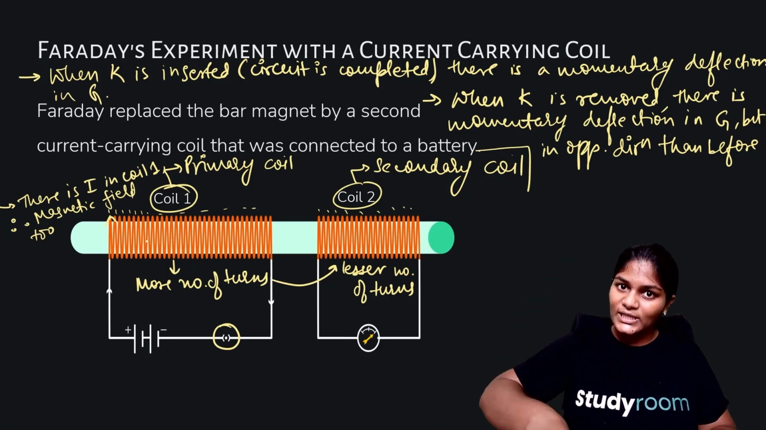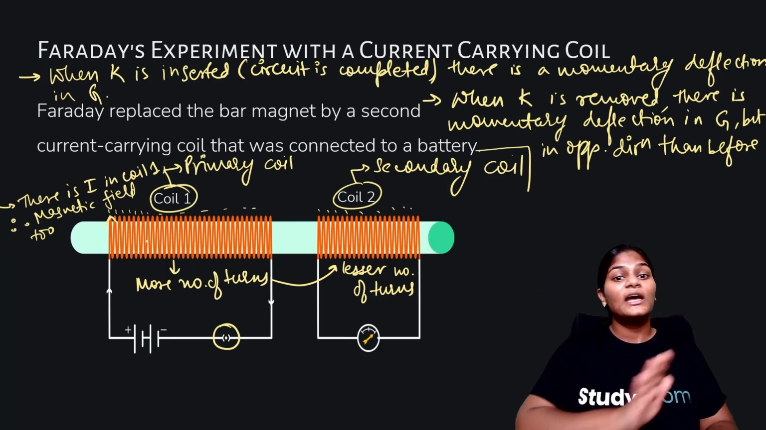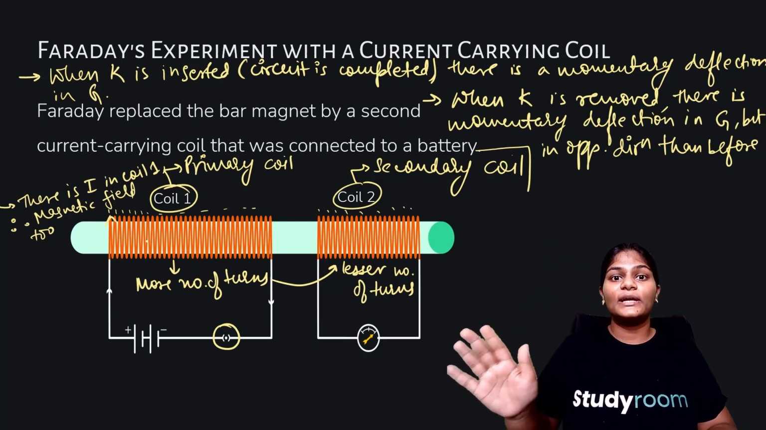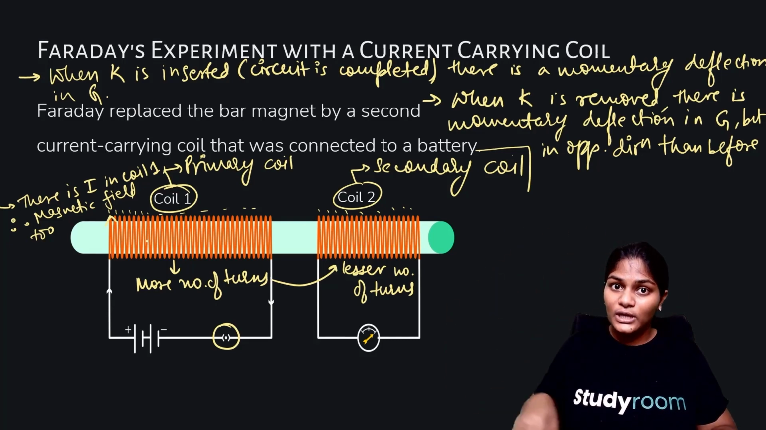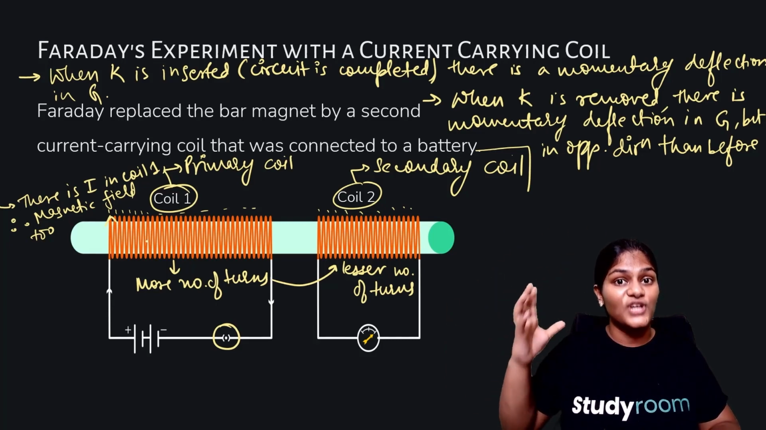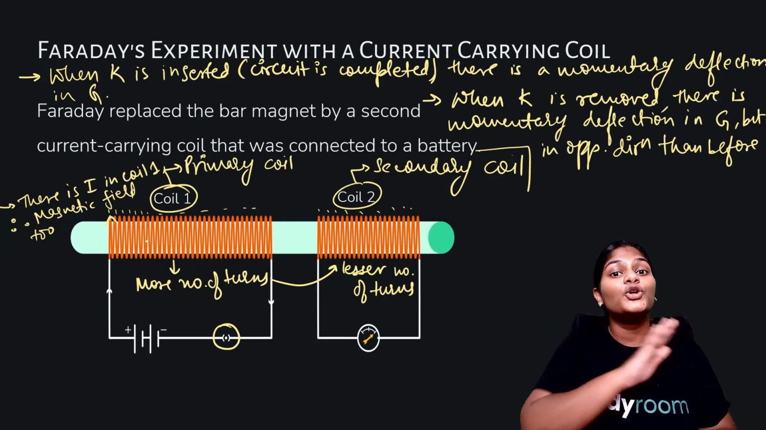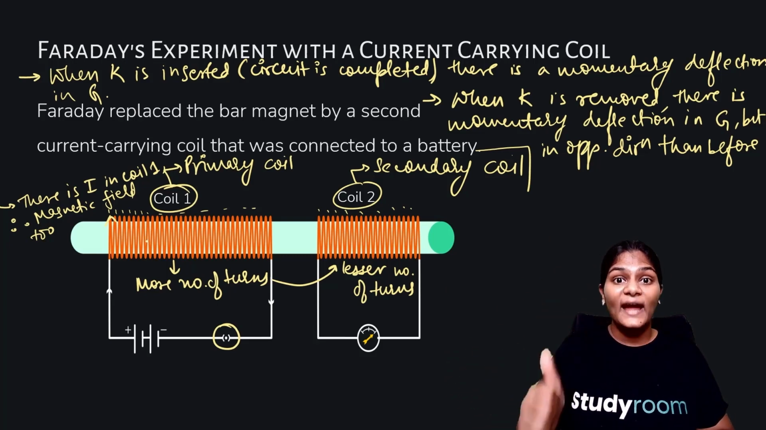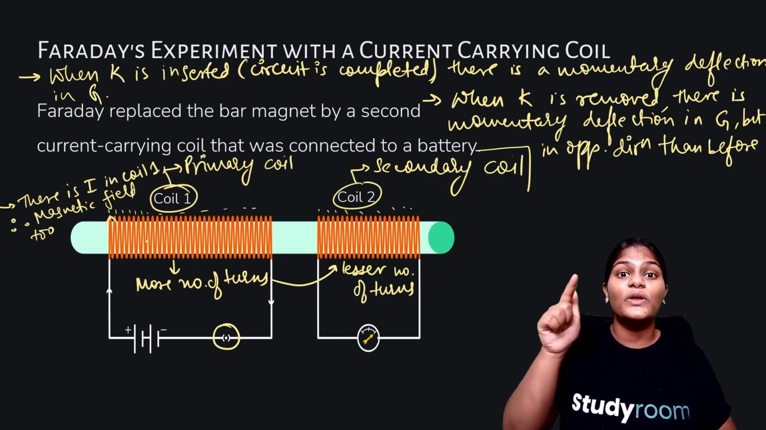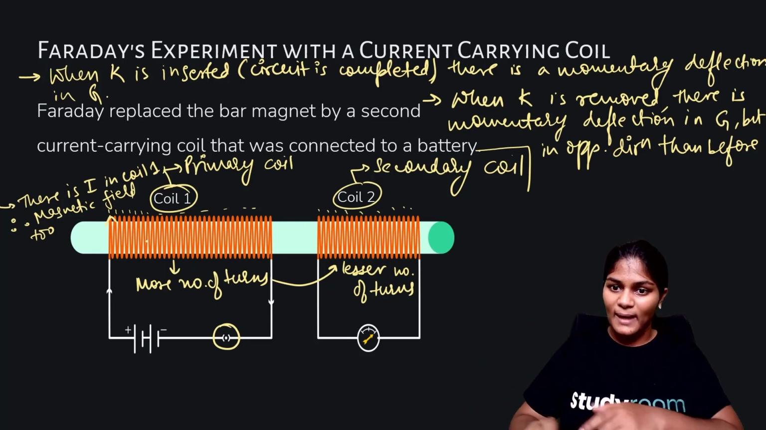Once we put the key inside and we keep the key there, there is no deflection in the galvanometer. That means when the current is flowing continuously and the magnetic field is generated continuously in coil 1 due to the current, there is no deflection in the galvanometer. That means a deflection only comes when there is a change in the magnetic field, right?